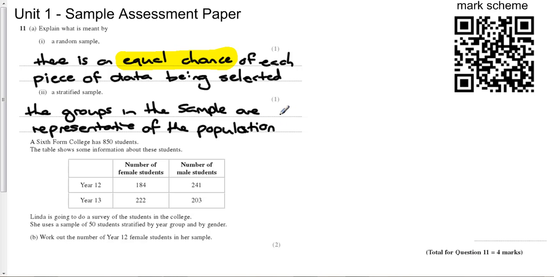So for example, if you're taking opinions from a school, there are more students than teachers at schools, so you would expect to get more responses from students than teachers in the same proportion that they're represented in the population. So the groups in the sample are representative of the population, or you might also want to put in proportion to the population would also be acceptable as well.